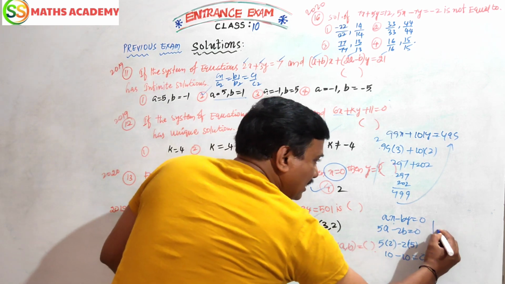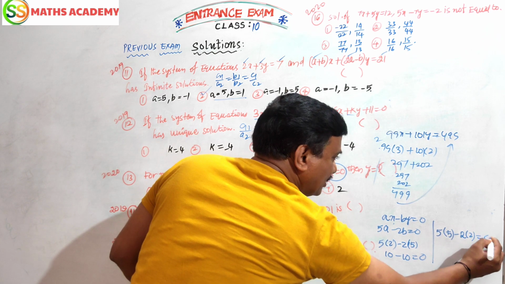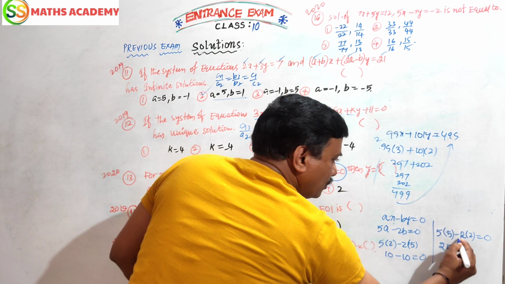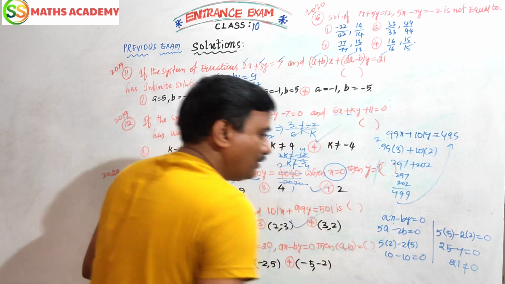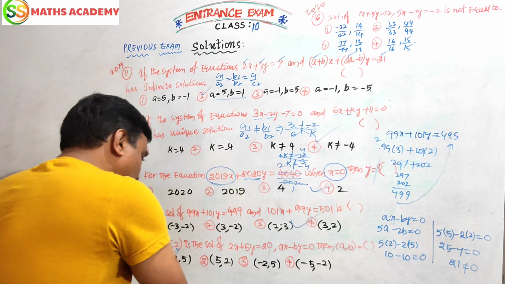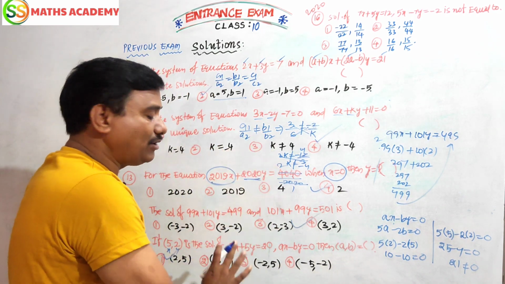Suppose a value 5, b value 2. We should get 0. 5 fives are 25, 2 twos are 4, 25 minus 4 is 21. 21 is not equal to 0. So the perfect option will be 2 and 5. Am I right, my dear friends? This is the way we have to solve the question, easy.